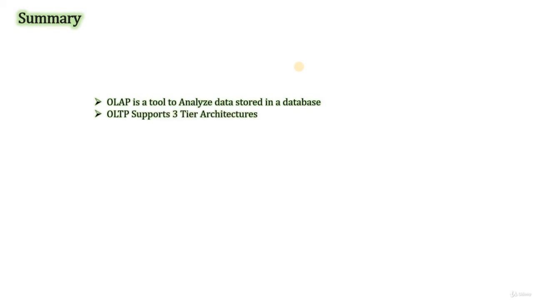These are some of the differences between OLTP and OLAP. So let's summarize what we have learned so far. OLAP is a tool to analyze data stored in a database. Online analytical processing is a category of software tools that analyze the data stored in a database. Online transactional processing, shortly known as OLTP, supports transaction-oriented applications in a 3-tier architecture.